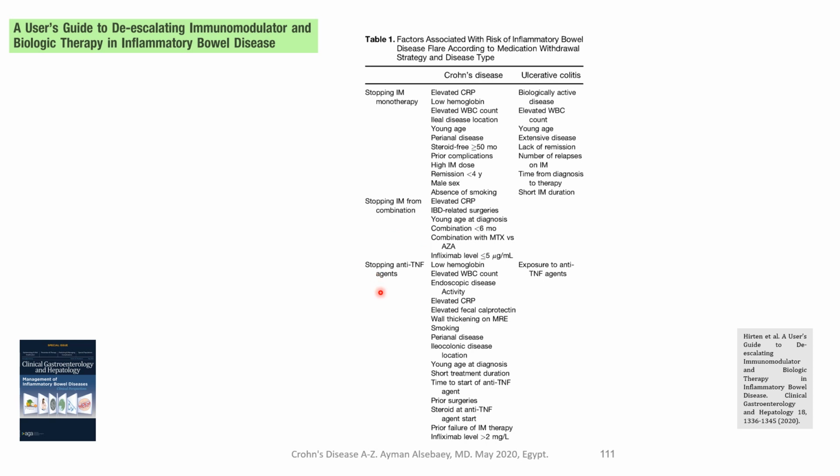For example, for anti-TNF, if the patient has low hemoglobin, high white blood cell count, endoscopic activity, elevated CRP or fecal calprotectin, wall thickening on MRE, smoking, young age, short duration of treatment, prior surgery, or prior failure of immunomodulator therapy, there will be a high incidence of relapse and stopping anti-TNF should not be recommended. The guidelines did not recommend it; ECCO is the only one who mentioned this point and did not give a clear recommendation.